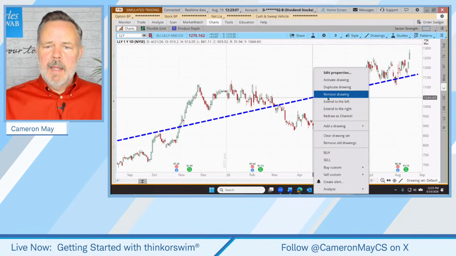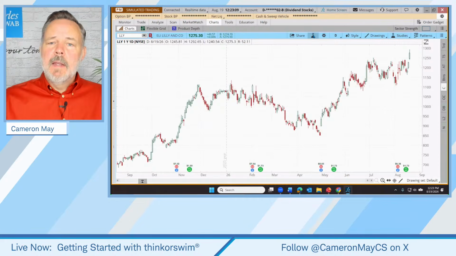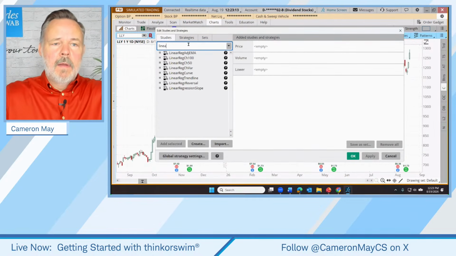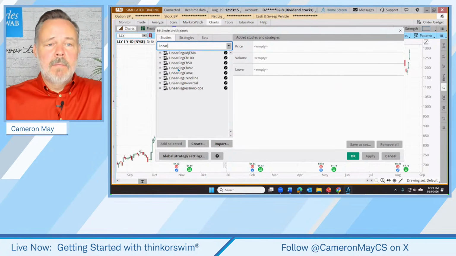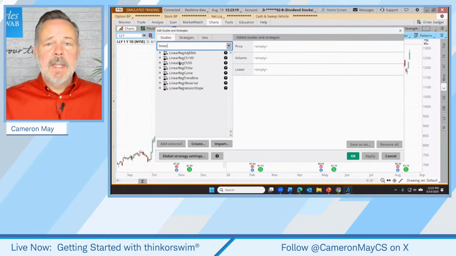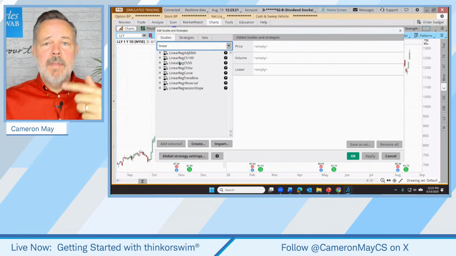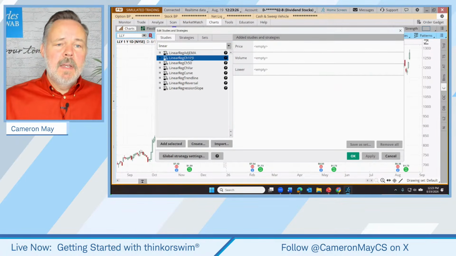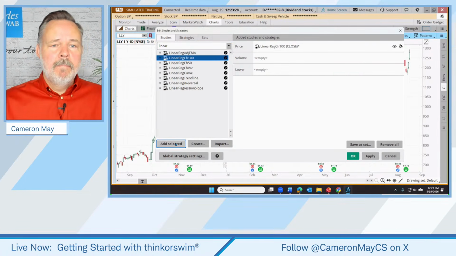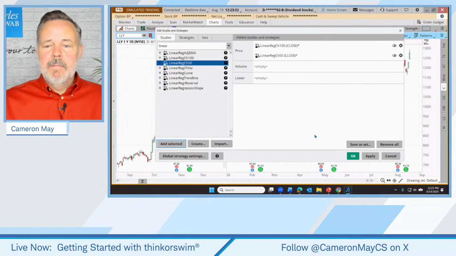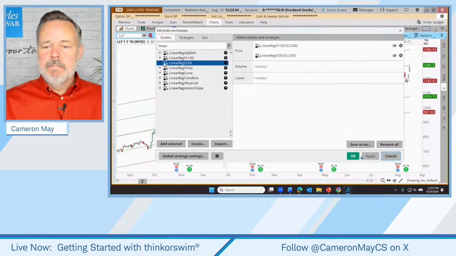So I'm going to remove my line here. And let's go up and choose our two studies. Linear regression. Linear just referring to line. And then regression meaning potentially a regression to that center line if price gets away from it. So let's choose the linear regression channel 100. And we're going to choose the linear regression channel 50 and add those to our charts.